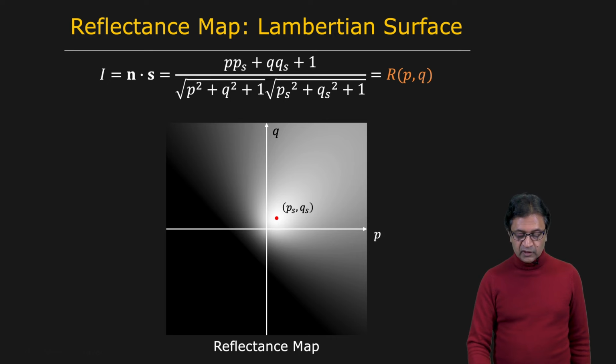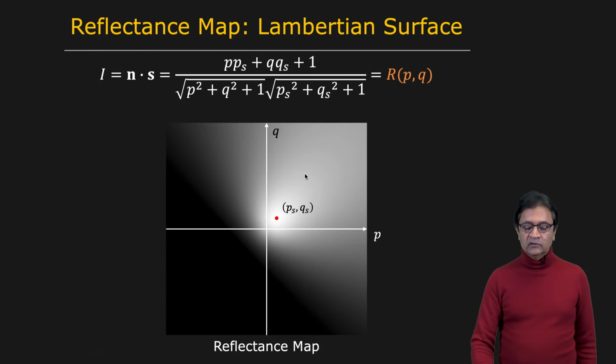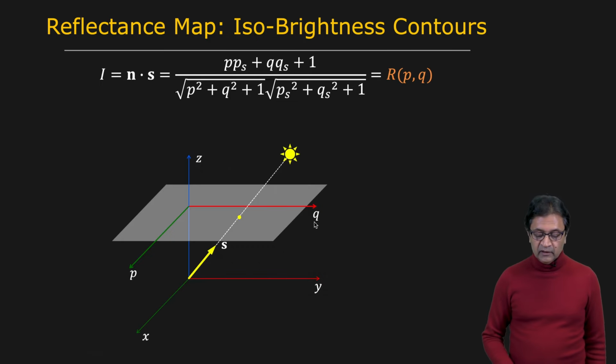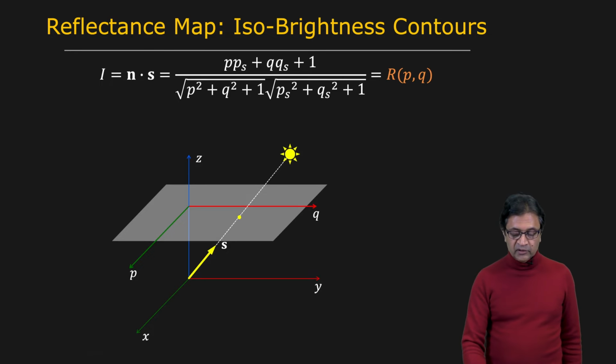So that's your source direction right here. So you can see here that this is a fairly smooth function, and the question we seek to ask is, what are contours in this map, reflectance map, that happen to have the same brightness? So let's take a look at that. So here's the same expression right here.